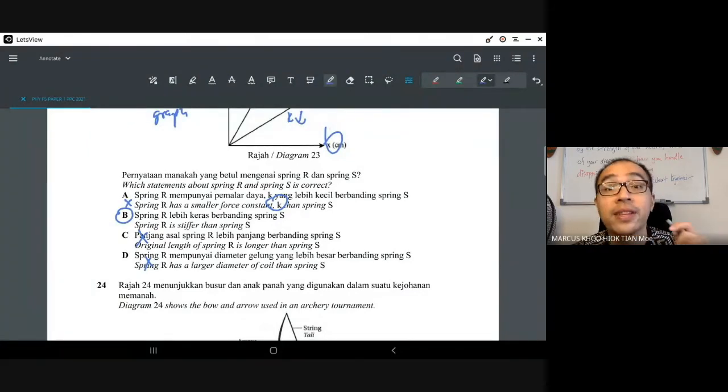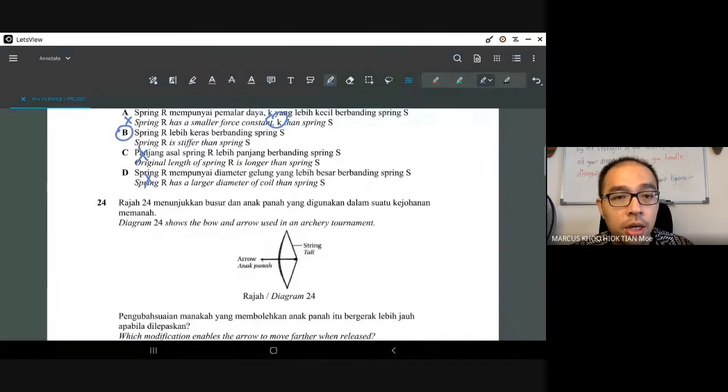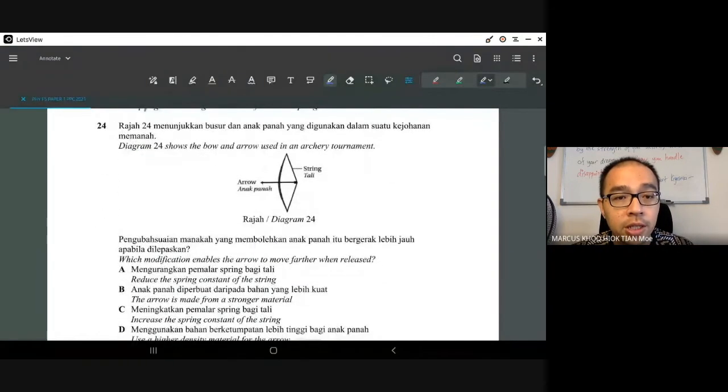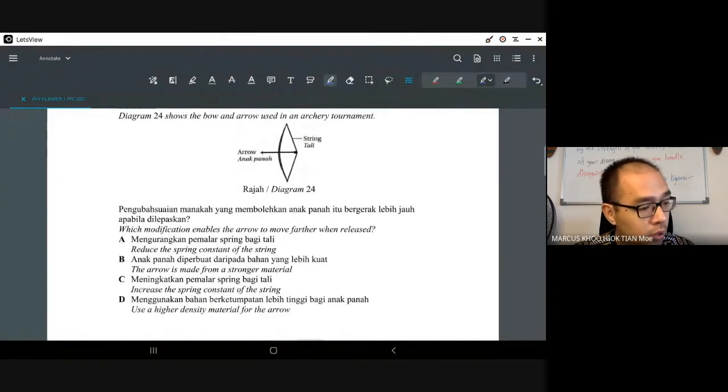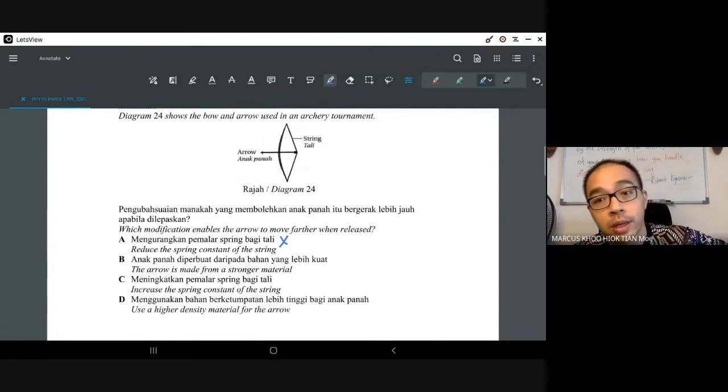Sorry, the stiffness. Okay, 24, which modification enables the arrow to move farther when it is released? To reduce the spring constant of the spring is definitely wrong, because when you reduce the spring constant, the string becomes lebih lembut, and you need it to be stiffer so that you can have a bigger potential energy.